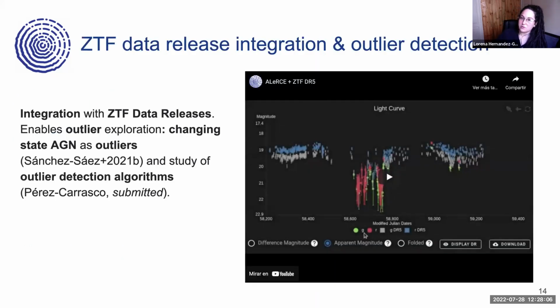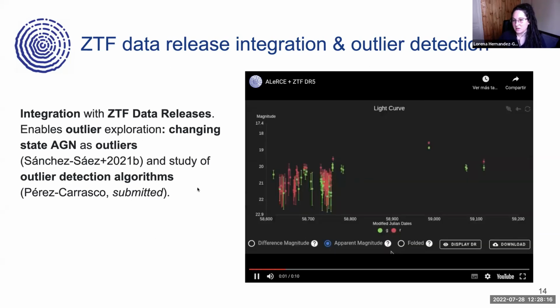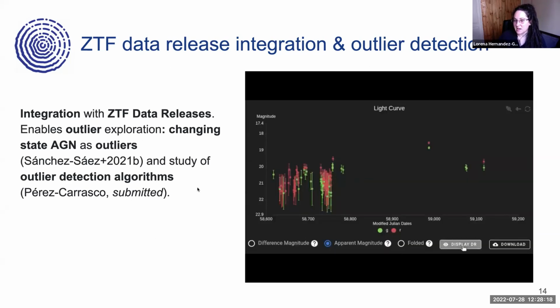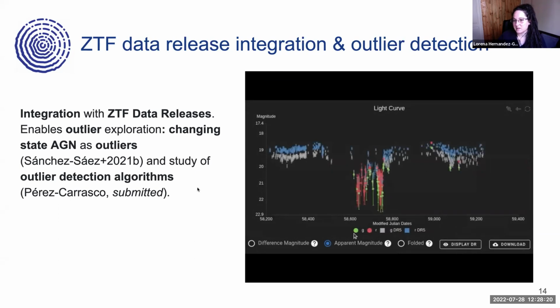Then, as I mentioned before, we have integrated the data release in the Explorer. And I want to show this with an example. This is the light curve from the alerts in the g and r bands, and here we have the data release. So it means that we have all the information.